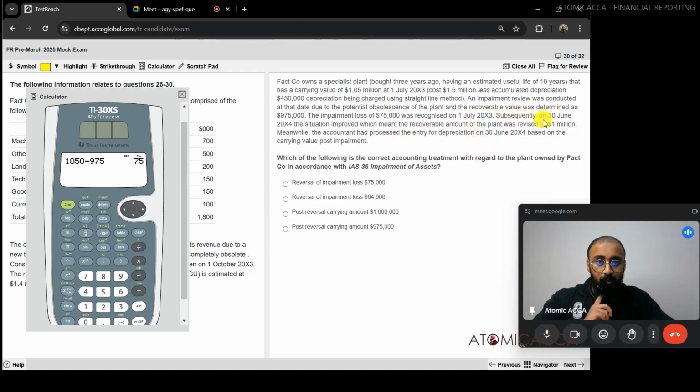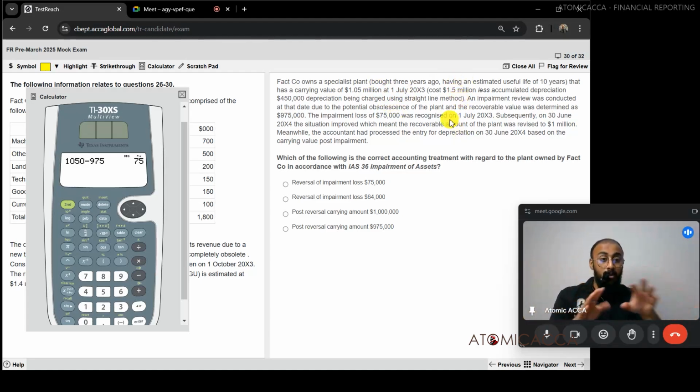All right. Subsequently, on 30th June X4, that is the year ending, situation improved, which means that the recoverable amount of the plant was revised to 1 million. So this is like an impairment reversal question. Meanwhile, the accountant had processed an entry for the depreciation on 30th June X4 based on the carrying value post impairment. So we told earlier that when an asset is impaired and when it is reversed, it should be reversed only up to the maximum limit of what depreciation would have been there in a normal scenario. In a normal scenario, if the depreciation kept on going, 3 years depreciation was done at 150, 150, 150, and you reached the year beginning.